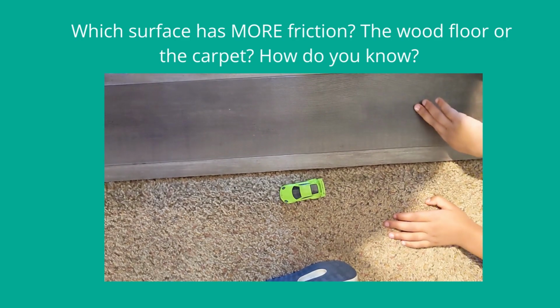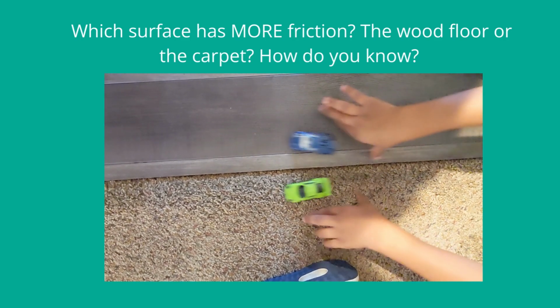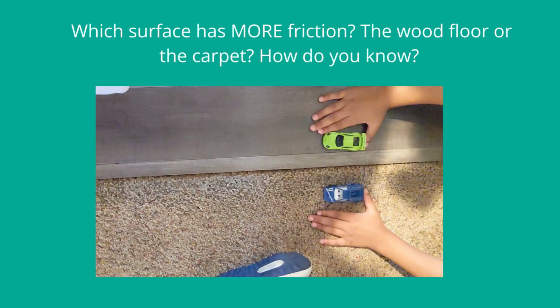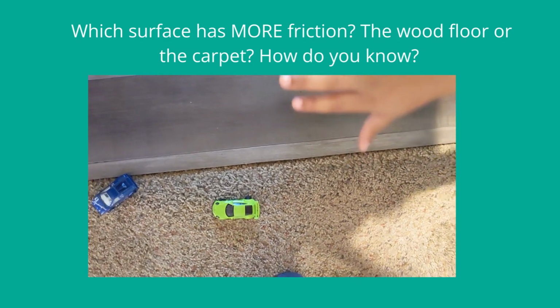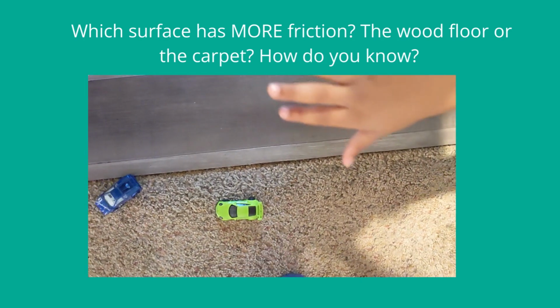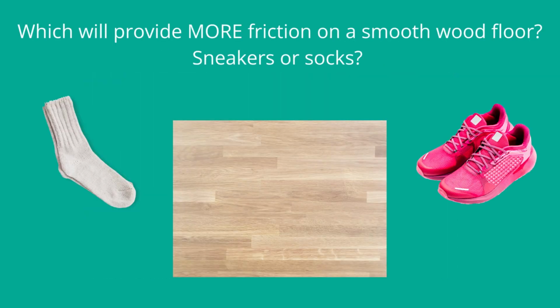Which surface has more friction? The wood floor or the carpet? How do you know? Which will provide more friction on a smooth wood floor? Sneakers or socks?